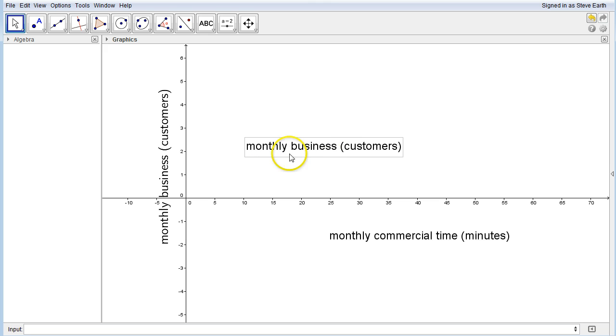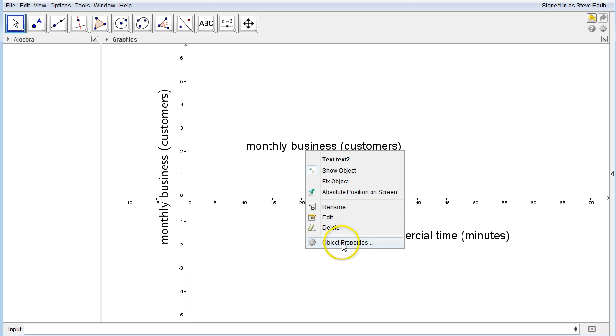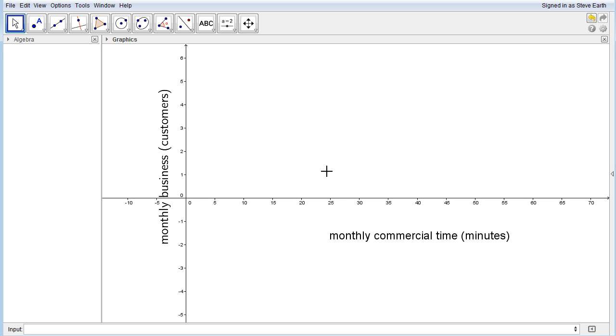Now, you might say, but wait, we still have the original horizontal one here. We don't want that. So there are a couple of things you can do. Probably the easiest thing to do is right-click, and if you'll notice right here, it says Show Object, and that's turned on. So click that off. Boom. It turns out it's still there. It's just not visible.